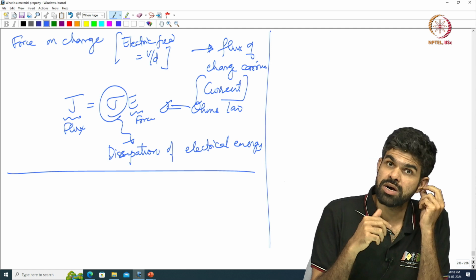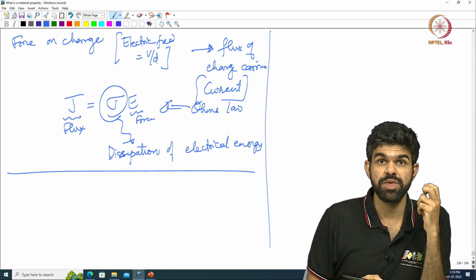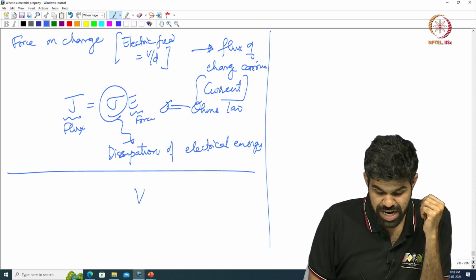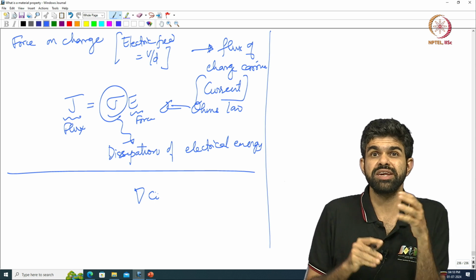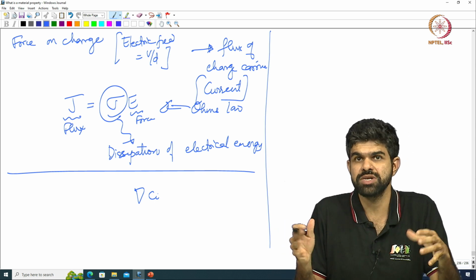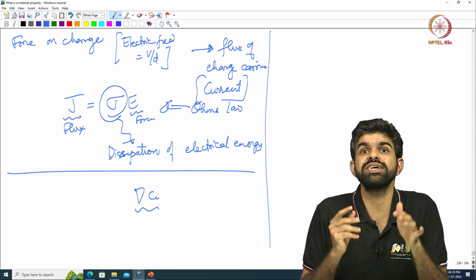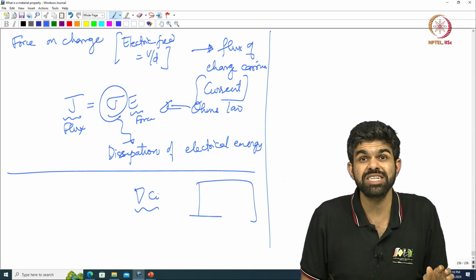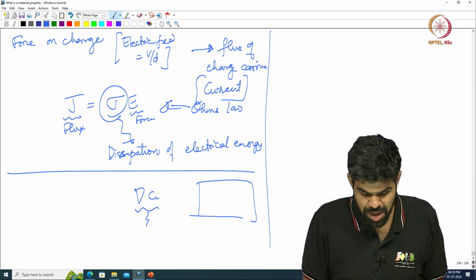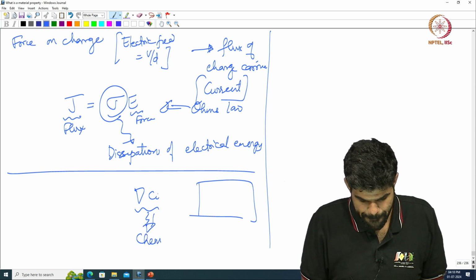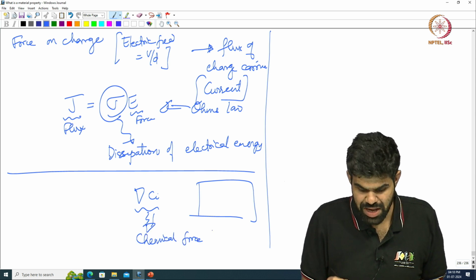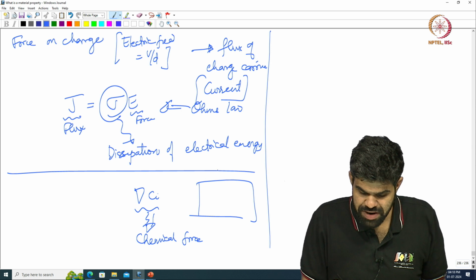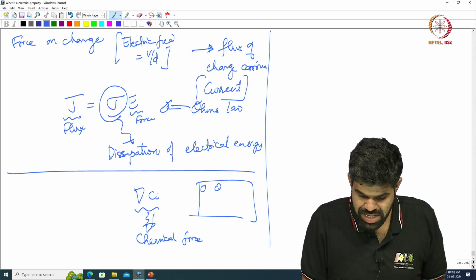for example, if I have a gradient of concentration, that is like my force. I will actually show you that the gradient of concentration, or what is called the gradient of chemical potential, can be considered as a chemical force. So in this box I have fewer molecules here and more molecules here. This is denser, this is rarer.